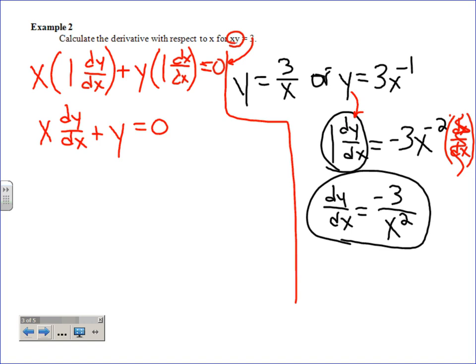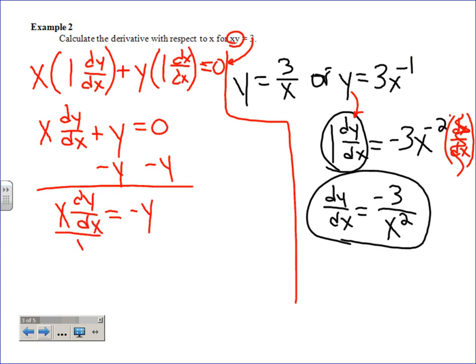But here we've got to get it by itself. Can we still do that? What would you probably do first? Minus y from both sides. Divide by x. Okay, so over here it says that the derivative is negative y over x. Over there it says it's negative 3 over x squared.